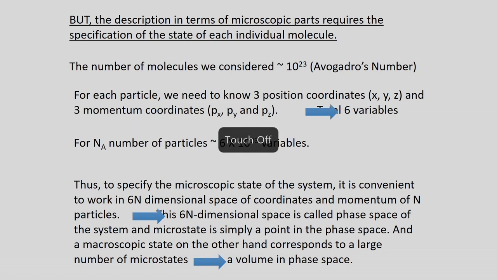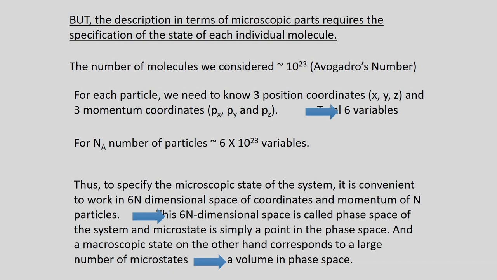So this is a description of a macroscopic system. Macroscopic systems are characterized by few variables like pressure, volume, temperature, etc. So we can observe what is the pressure here, or what is the temperature here. But the description in terms of microscopic parts requires the specification of the state of each and individual particle. While we discuss macrostate, we did not consider the contribution to the pressure of each and every particle.